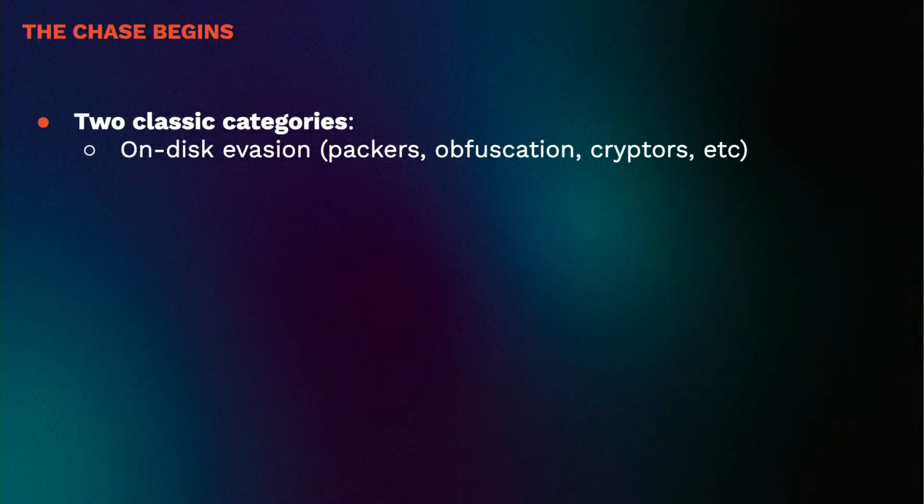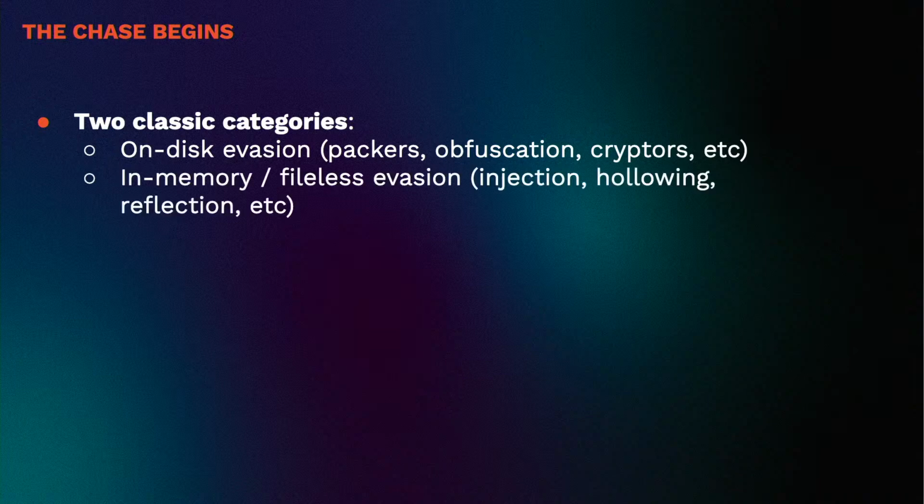So in the past, attackers used packers. This is where they compress the file in such a way that it makes it hard to analyze the file and determine whether it's malicious or not. Then they went into the whole obfuscation space as well, basically trying to hide the code that is running within the malware files. And then they used cryptors as well. But today, most of the EDRs are able to identify on-disk evasion. The next one is in-memory or fileless evasion.